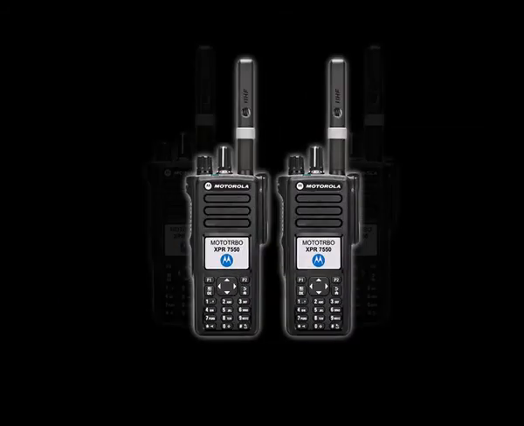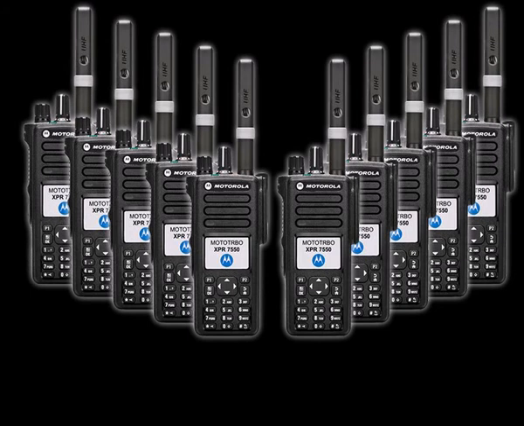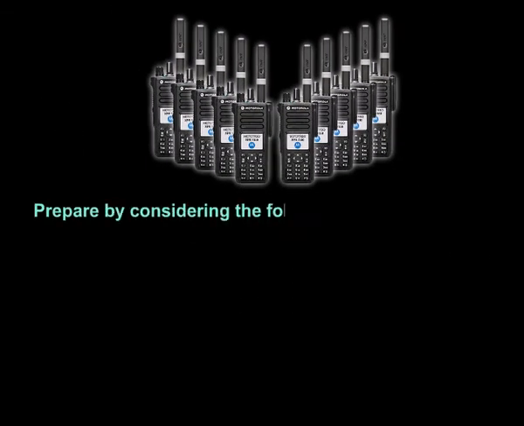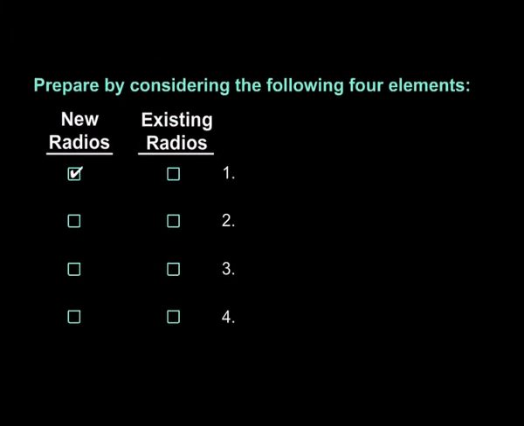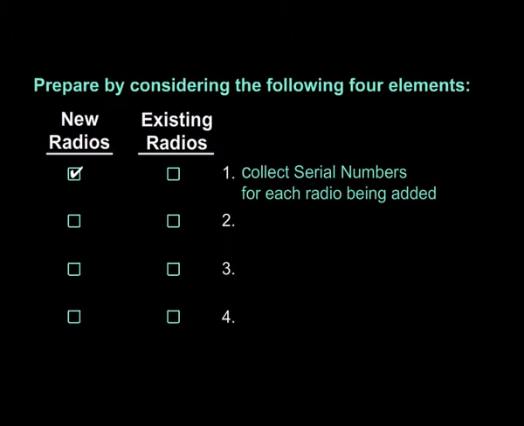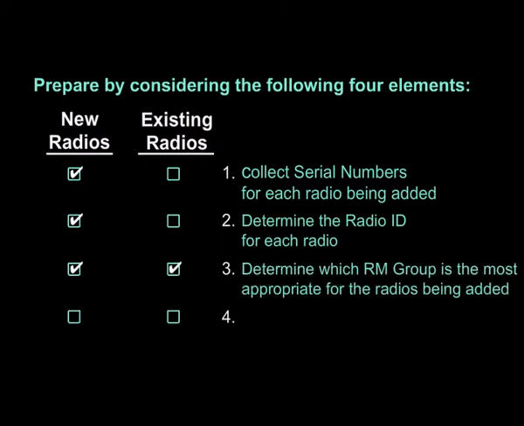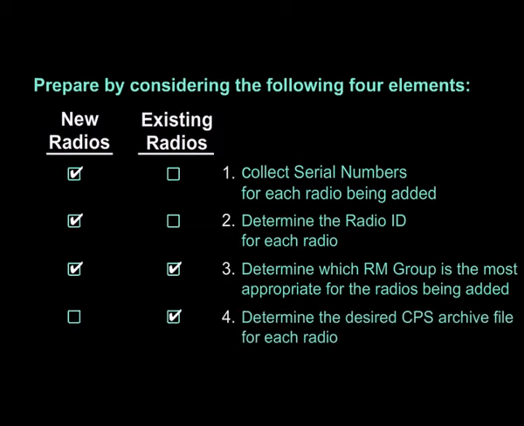Prior to the actual deployment of radios into the RM system, prepare by considering the following 4 elements. For new radios, collect serial numbers for each radio being added. Also, for new radios, determine the radio ID for each radio. For new radios and existing radios, determine which RM group is the most appropriate for the radios being added. And finally, for existing radios, determine the desired CPS archive file for each radio.